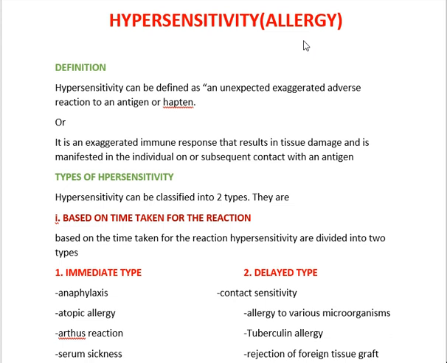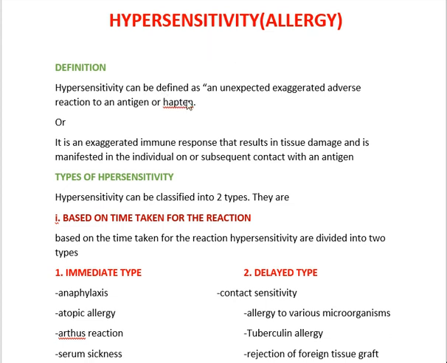But in certain circumstances, this inflammatory response can have deleterious effects, resulting in tissue damage or even death. This inappropriate immune response is termed hypersensitivity. In simple terms, we can also say it is too much reaction of the immune system. If the immune system reacts too much, then we can simply define it as hypersensitivity. So let's begin with the definition.